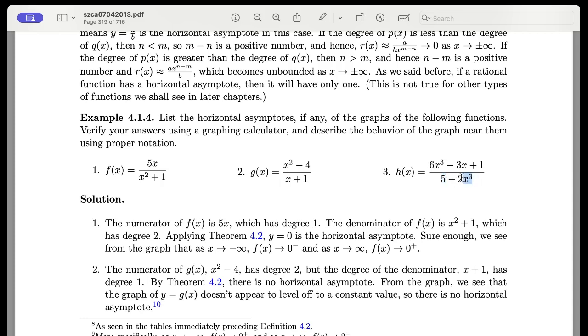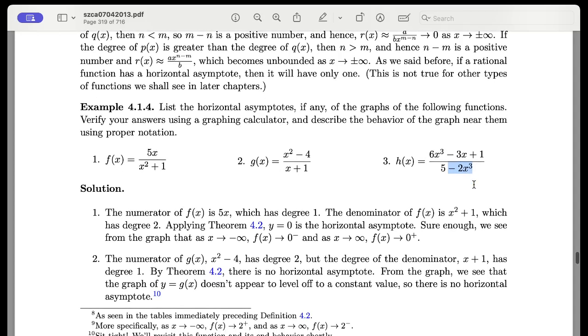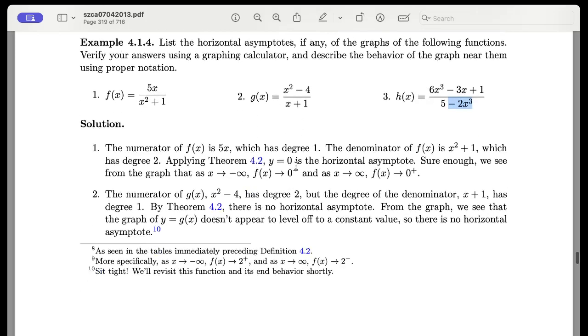Here, the leading term of this polynomial is actually written on the end, and it is a degree 3 thing. So the ratio of the coefficients of those is 6 over minus 2, which comes out to negative 3. So this one has a horizontal asymptote at negative 3. The first one has a horizontal asymptote at 0. The middle one doesn't have a horizontal asymptote at all.